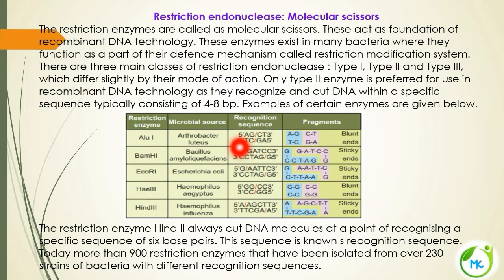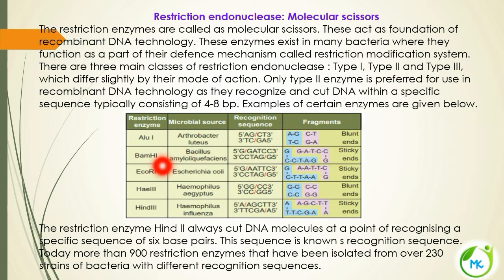So DNA is a double stranded molecule. One strand runs from 5' to 3' direction. The other strand runs this way, 3' to 5' direction. So it is going to recognize this particular sequence and it will cut the DNA, generating blunt end. I'll tell you what is blunt end and sticky end.